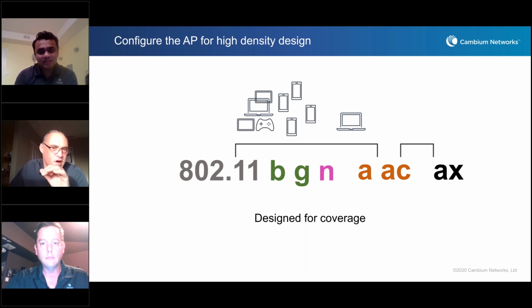So when we design for coverage, we're generally going to leave all the protocols turned on. We're going to leave B, G, N, A, AC. We're going to turn everything on.